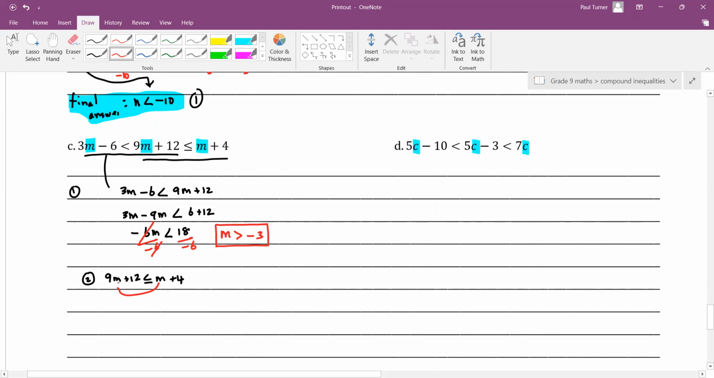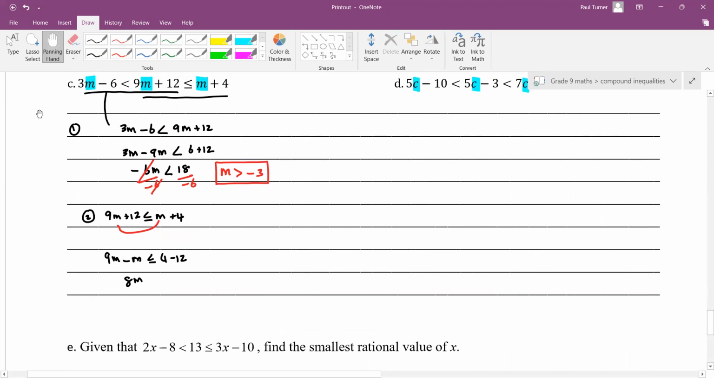So bring your M over. So 9M minus M less than or equal to 4 minus 12. 9M minus M, 8M, less than or equal to 4 minus 12, negative 8. So here we divide by 8, both sides. So M less than or equal to negative 1.